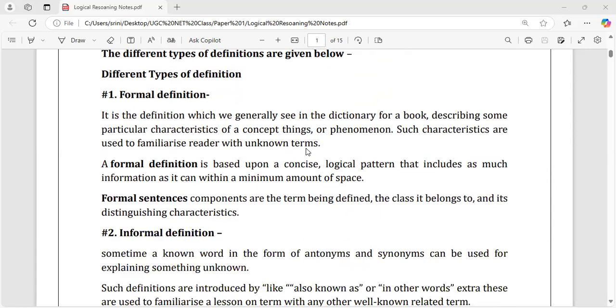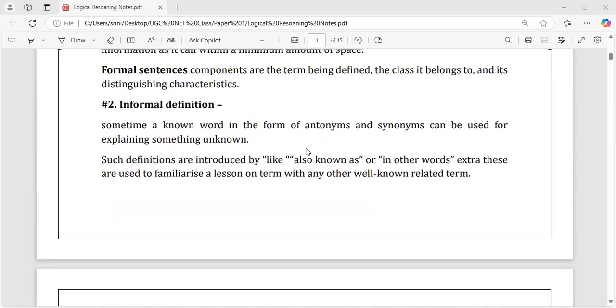The formal definition is based upon a concise, logical pattern that includes as much information as it can within a minimum amount of space. Formal sentence components are the term being defined, the class it belongs to, and its distinguishing characteristics. So what we see in a dictionary or a book that describes characteristics of anything, that is formal definition.